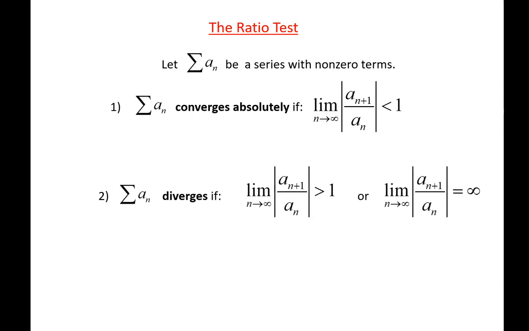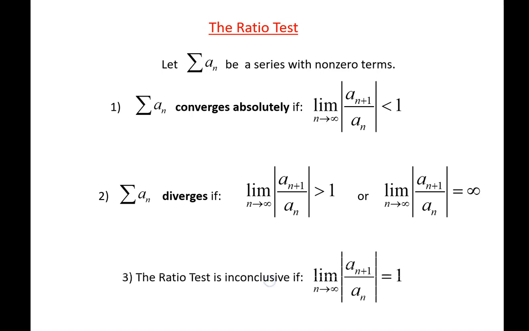If you take that same ratio and get a limit that's greater than 1 or going to infinity, that tells you that the series will diverge. If it happens to be that you get 1, the test is inconclusive and you'd have to fall back to something else, maybe a limit comparison test or something along those lines. So let's look at an example. Determine the convergence or divergence of this particular series.